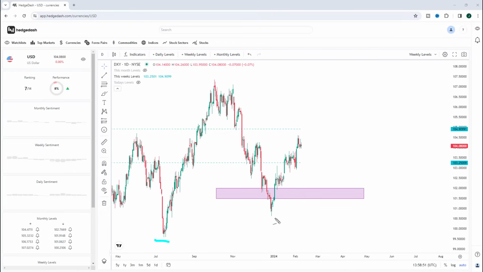And we have started to make a higher low at the 101.50 to the 102 area, which I highlighted ever since we started selling off as an area to look for a potential reversal. And this reversal seems to be now picking up steam. So going into next week, I can either be long the dollar or do nothing.